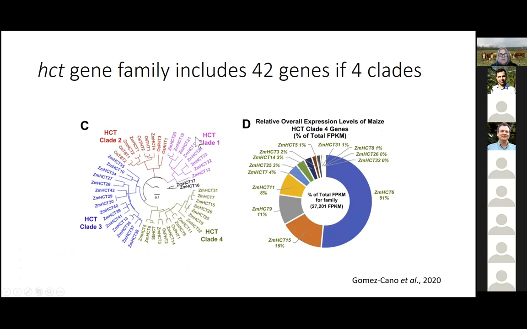And it is one gene out of a large gene family. It has 42 different genes, so it really shows that there's a lot of subfunctionalization. There's a huge gene family, and HCT11 is down here in this HCT clade 4. And you can see that there is expression. This is from Gomez-Kino et al. It contributes about 8% of the HCT clade 4 gene expression.